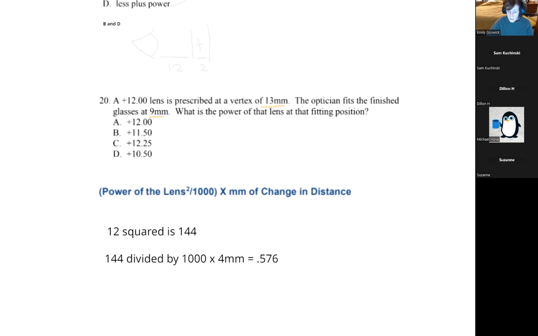So we say, okay, cool. We started with our plus 12 lens. We're going to subtract that 0.576 to be very specific, and that is going to be very close to the prescription of a plus 11.50. They obviously rounded this, but that would mean our end result using our vertexing formula would be a plus 11.50. So that would be B.